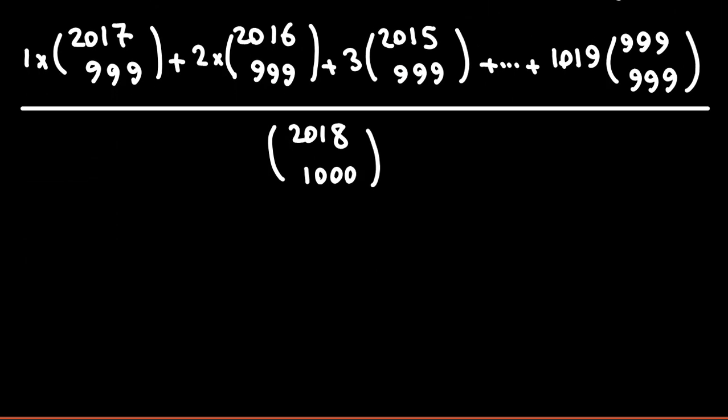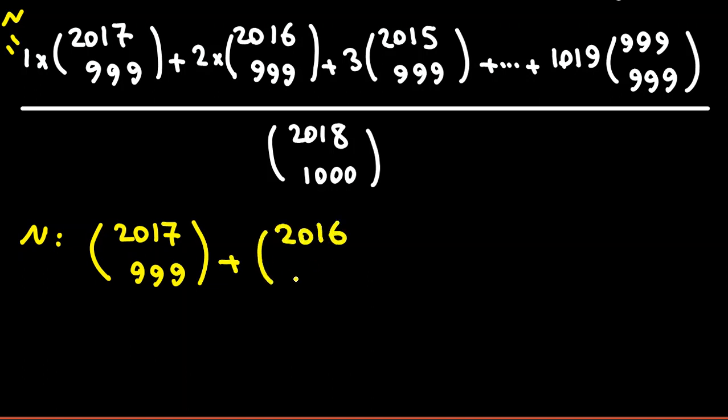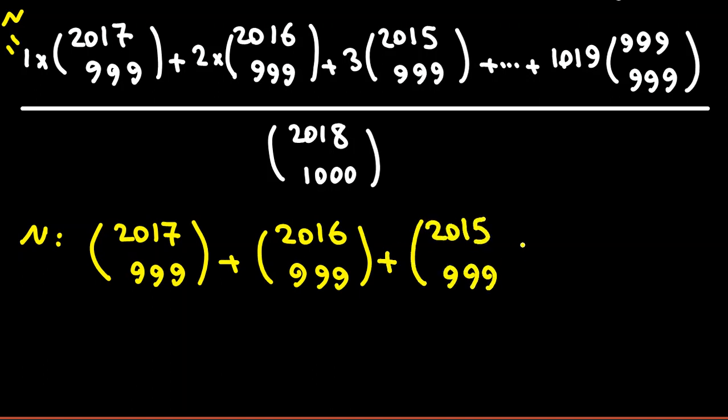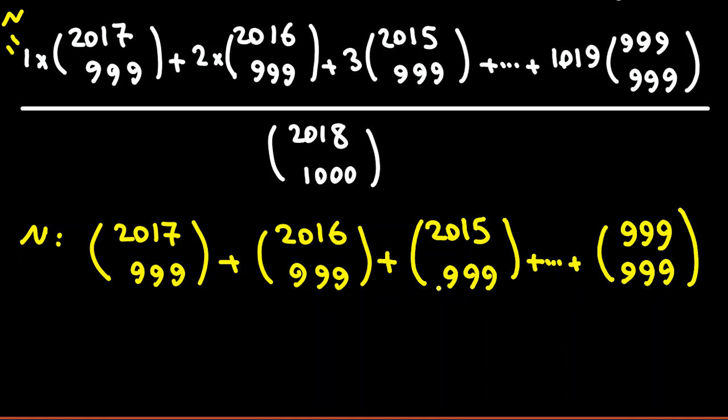My first part I've explained. We should focus on the denominator. For finding the denominator, we should use again another trick or idea that is useful in many problems. You should say, okay, we have 1, 2, 3, up to 1019. If we didn't have these coefficients, we could use the hockey stick identity from part 2. So I consider the numerator as n. I want to write all of them without their coefficients, only 1 for each of them: 2016 choose 999, plus 2015 choose 999, to the last one, 999 choose 999. There are some ideas like this.